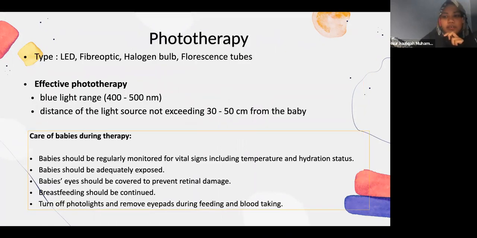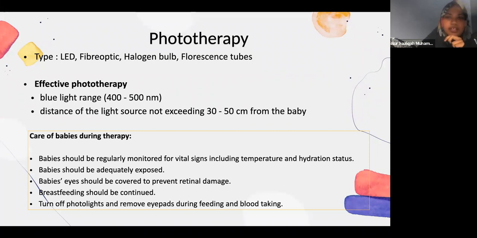So the mainstay of treatment for neonatal jaundice is phototherapy. There are many types used, such as LED, fiber optic, halogen bulb, and fluorescent tube. For effective phototherapy, we use blue light, and the distance should not exceed 30 to 50 centimeters from the baby.